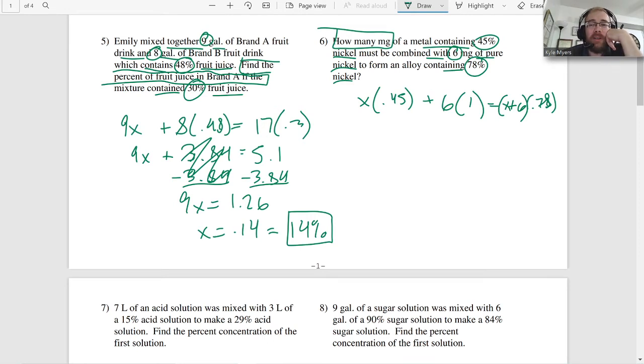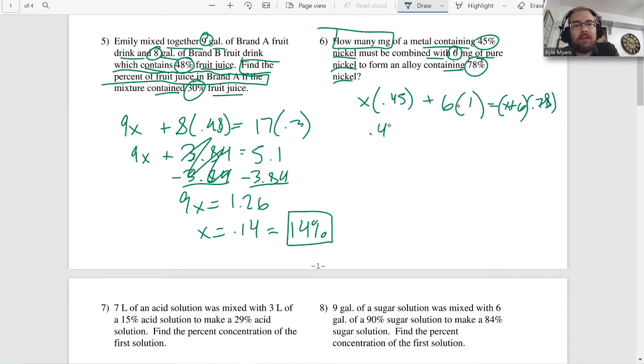All right? So remember, all these questions are set up the same way so far. You have the amount times the percent, or the other thing. Sometimes it's dollars, pounds per dollar or whatever, like in that previous question. You have an amount multiplied by something, plus an amount multiplied by something equals an amount multiplied by something. So it's always set up the same way. It just looks a little different each time. We don't know the amount here, but the mixture amount is X plus 6. So a little bit more complicated.